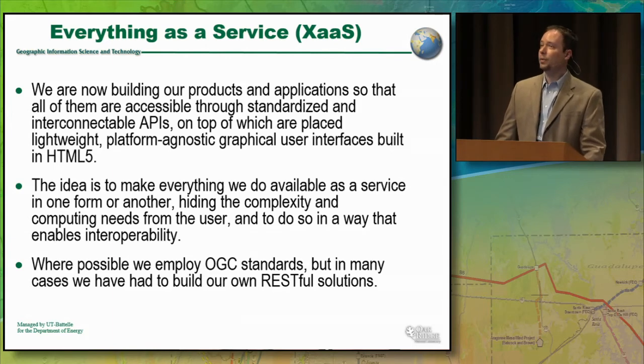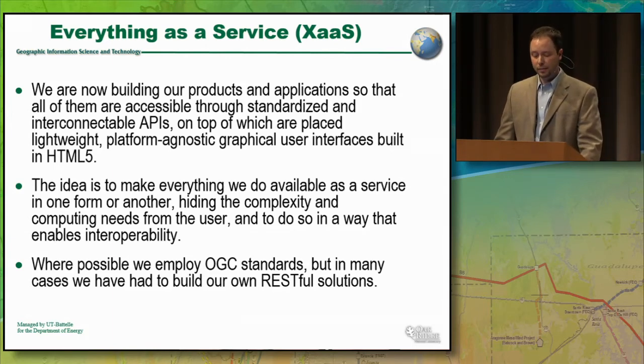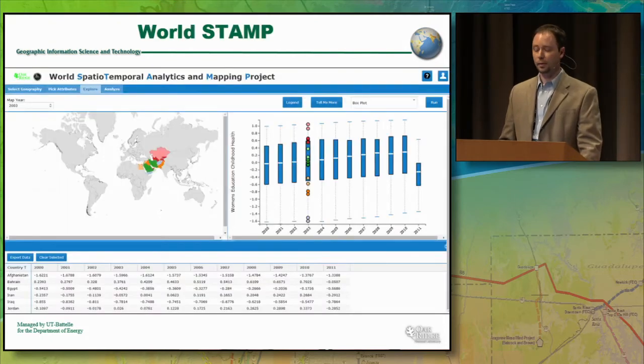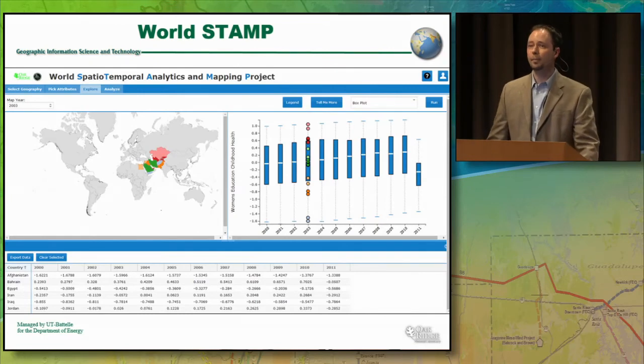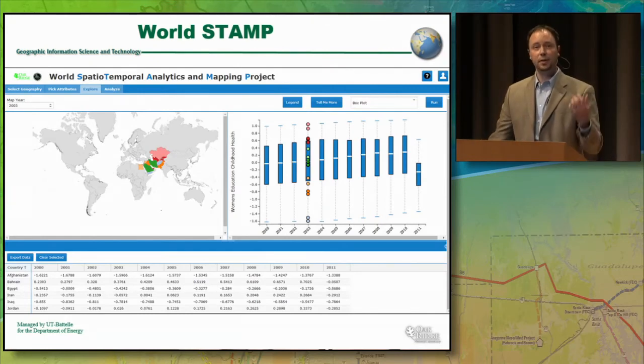And when we can, we use OGC standards. But often, we may have to build our own RESTful solutions. And again, we do focus on REST. I'll give you one example of this right off the bat. It's an application called WorldStamp, the World Spatiotemporal Analytics and Mapping Project. ExtJS on the front end, D3 for the visualizations. We have Postgres on the back end.